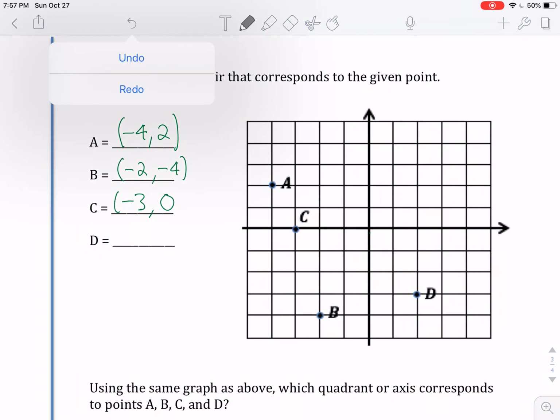And then the second number is up or down. If it's positive, you go up. If it's negative, you go down, okay? I know I'm not there to take questions right now, but hopefully this is making sense.